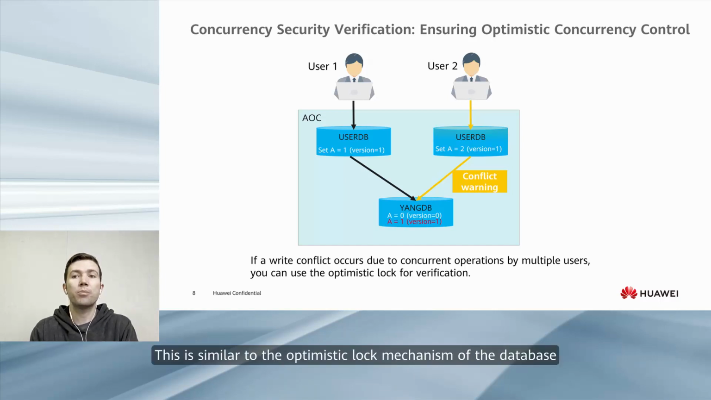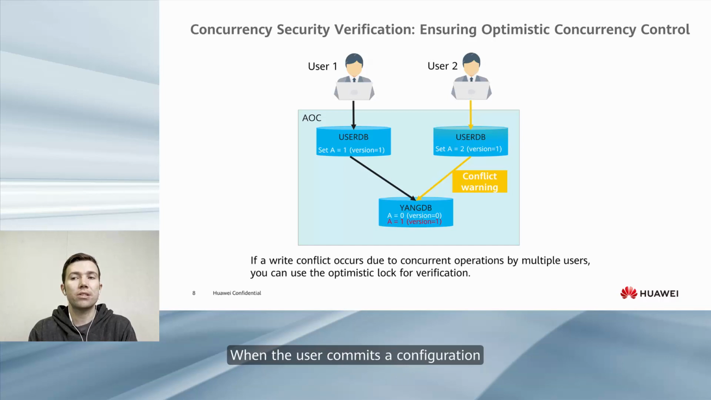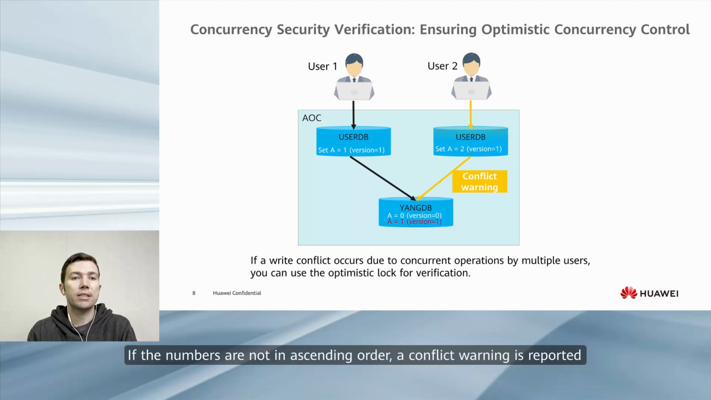This is similar to the optimistic lock mechanism of the database. AOC generates a temporary ascending version number based on the actual system version number each time a user edits configurations. When the user commits a configuration, a temporary version number and an actual system version number are used for verification. If the numbers are not in ascending order, a conflict warning is reported.